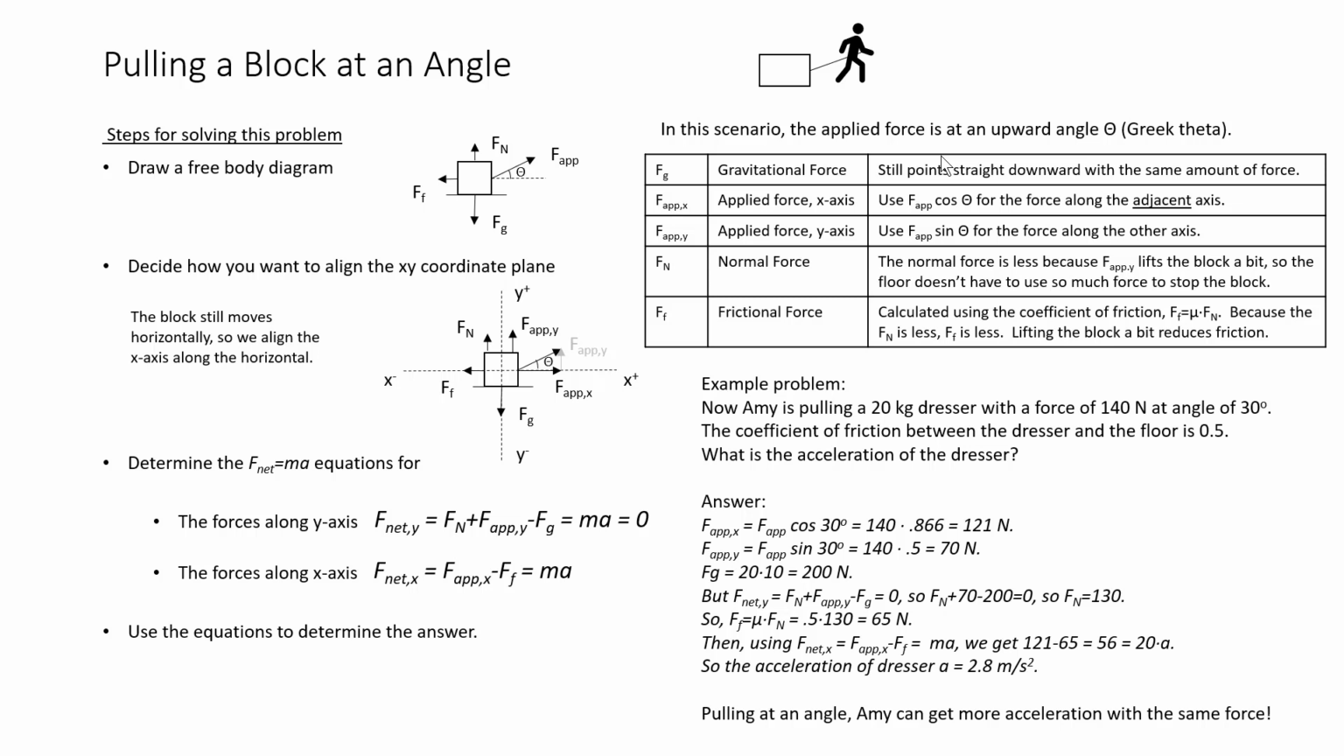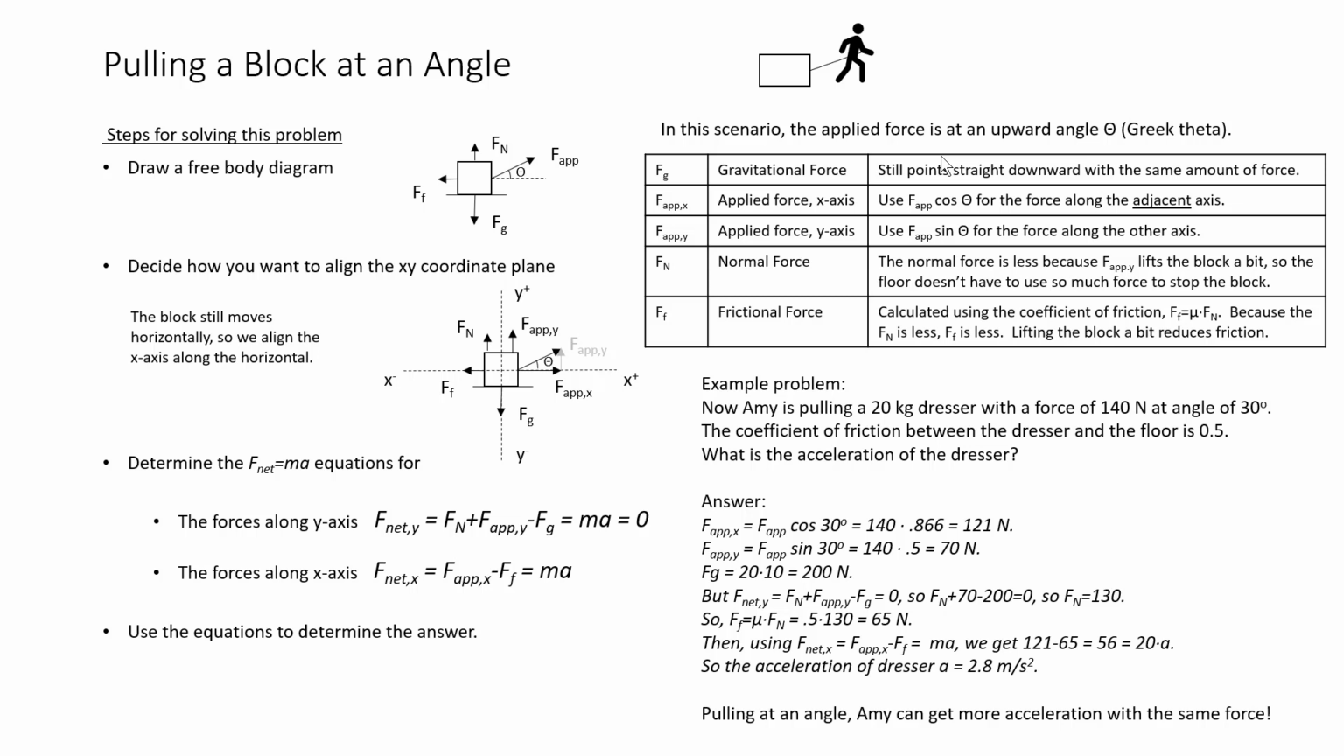This is pulling a block at an angle, so you're kind of lifting it and pulling it at the same time, like with a strap or something. And the only difference between this and the previous scenario is the applied force is at an angle, and so you have to do what's called project. You have to project the applied force on the x-axis and the y-axis.